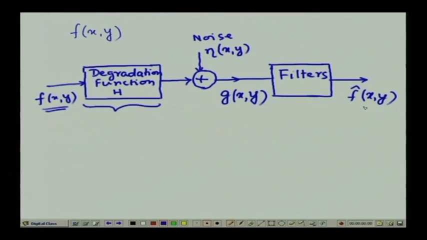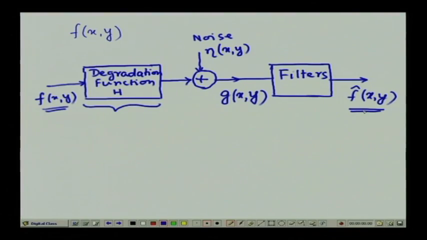That means it is very difficult to get the exact image f(x,y). Rather, by using the goodness criteria that we have just mentioned, we can get an approximation of the original image f(x,y). That is this reconstructed image f hat (x,y), which is an approximation of the original image f(x,y). So, the blocks up to obtaining g(x,y) are actually the process of degradation.